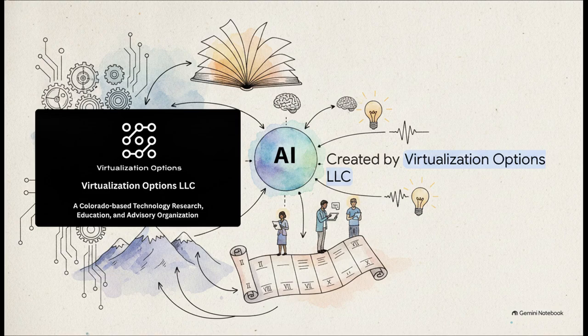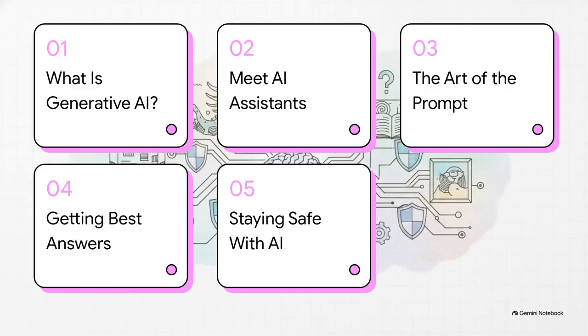And you know, the insights we're unpacking today come from a really solid source. This guide was put together by Virtualization Options, LLC. They're a Colorado-based technology research, education, and advisory organization. Basically, they specialize in making complex technology completely understandable and accessible. And they've done just a brilliant job creating this comprehensive 10-part guide to help older adults navigate the whole world of AI safely and effectively. We're going to distill the absolute most vital lessons from their work right here. Okay, let's dive into this.